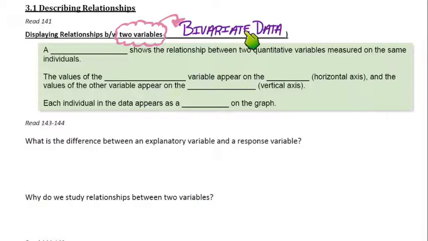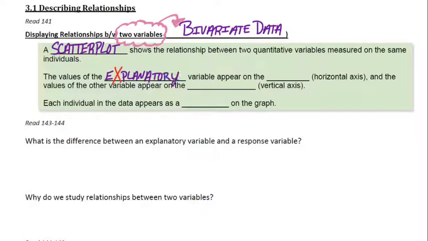So when you see that word, don't be afraid. That just means we're going to make scatter plots with something on the x-axis and something on the y-axis. So that's bivariate data. The definition for a scatter plot: it shows the relationship between two quantitative variables measured on the same individual. So height and weight, for example.